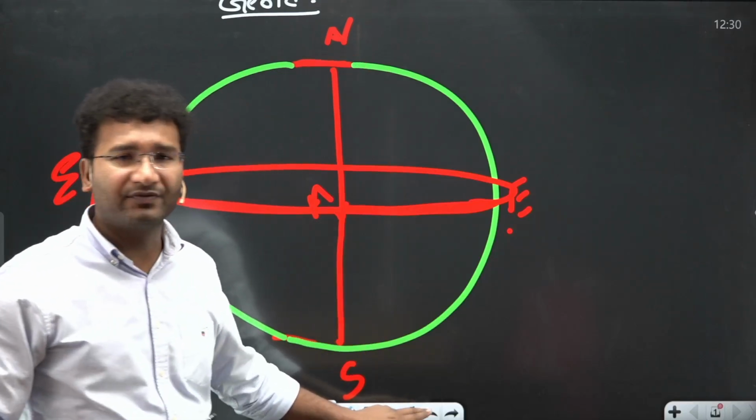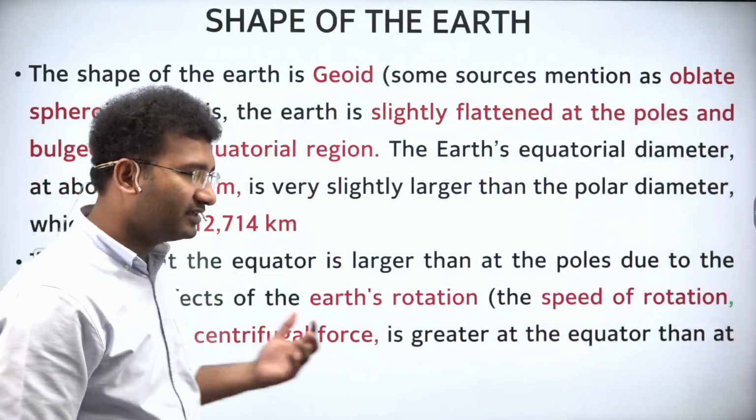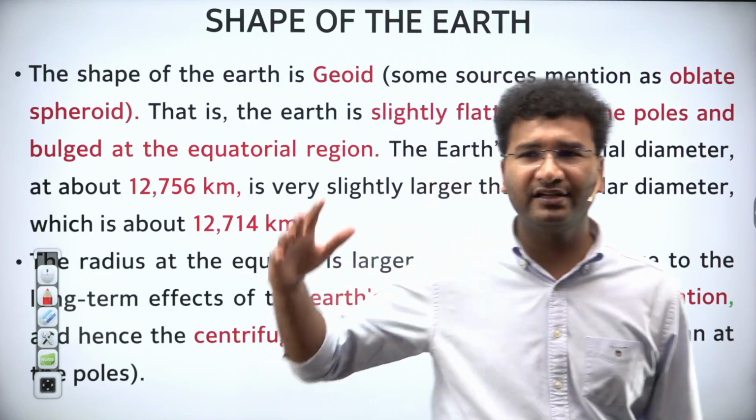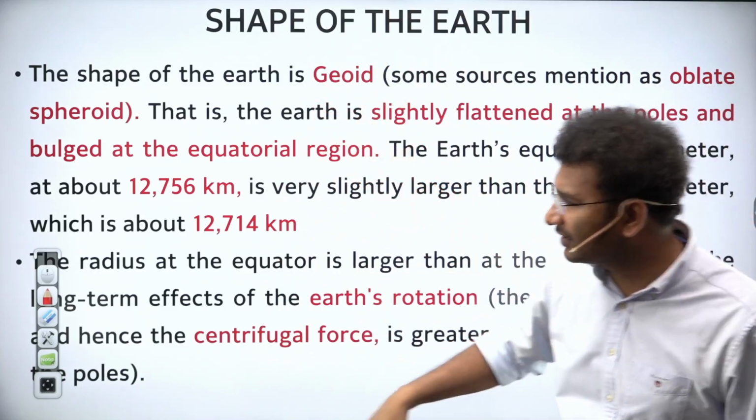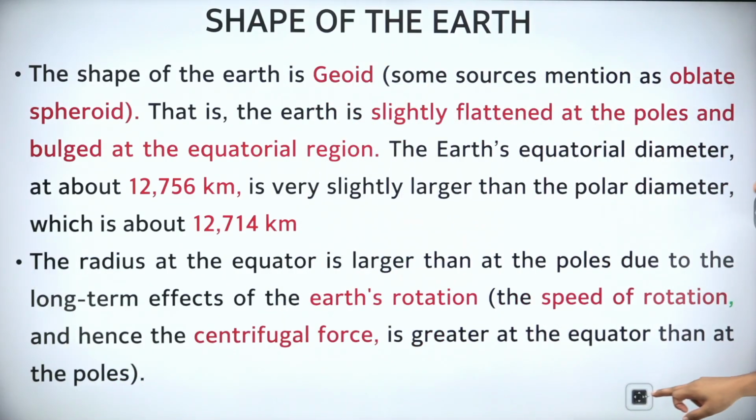Now this is the shape of the earth. You first need to know what exactly is the shape of the earth. For that, let me quickly give a reading of the literature here. It says that the shape of the earth is geoid. Some sources mention it as oblate spheroid. That is, the earth is slightly flattened at the poles and bulged at the equatorial region. Yes, the earth's equatorial diameter is about 12,756 kilometers, which is very slightly larger than that of the polar diameter.